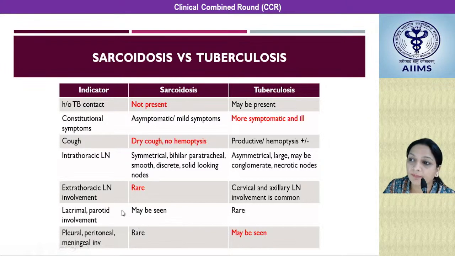Lacrimal and parotid involvement may be seen in sarcoidosis, whereas pleural, peritoneal, and meningeal involvement is more common in tuberculosis. So again, these red highlights are well present in our case, and we can see that there is significant overlap.